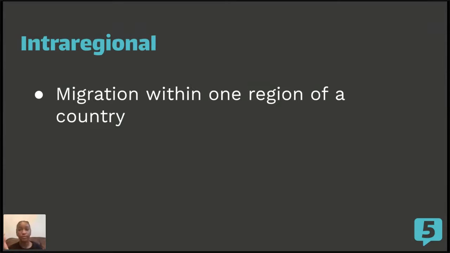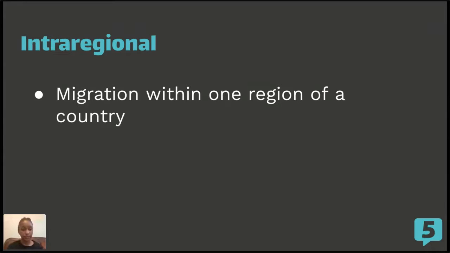There's no real way that I have to remember these. Just remember, intra-regional is within one region. Inter-regional is going between different regions of a country. No questions? Yeah, guys, just feel free to message me. Awesome, cool. Glad you all understand that.